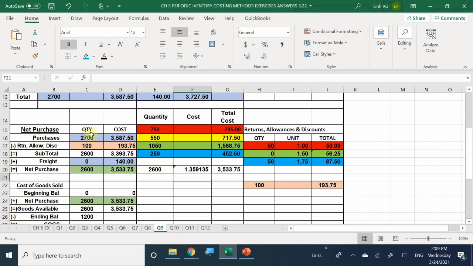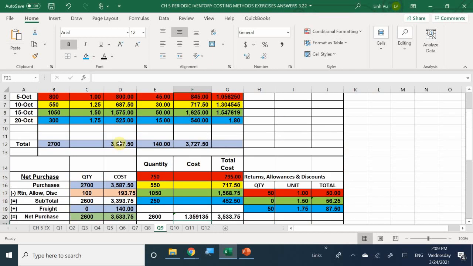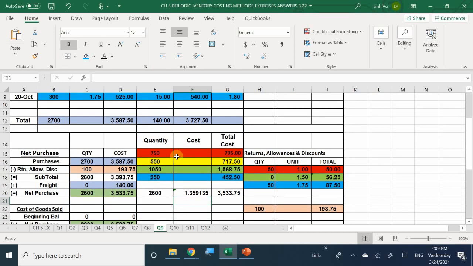So I took what we originally purchased, plus our returns, and now I am placing it into my inventory because this is what I have available. In this case, I'm combining them. I don't care what came first. I don't care what came last. I'm combining them all together to get a grand total of 2,600 items available, costing me a total of $3,533.75. And I'm going to divide them by each other to get me an average cost per item.